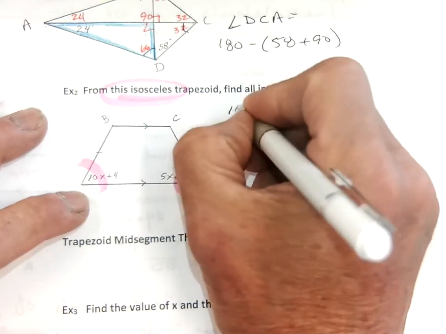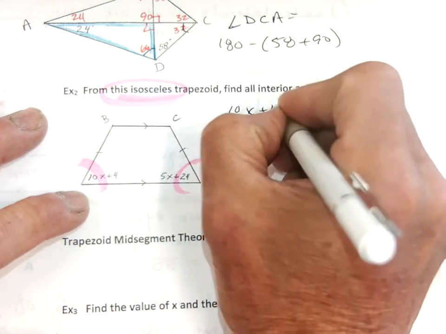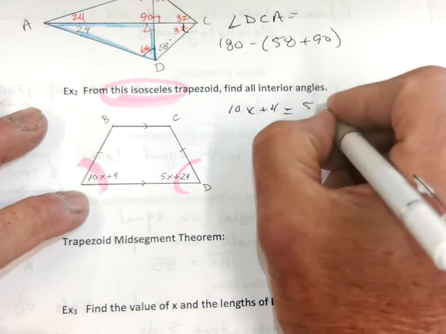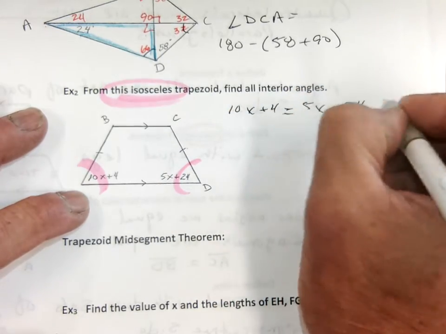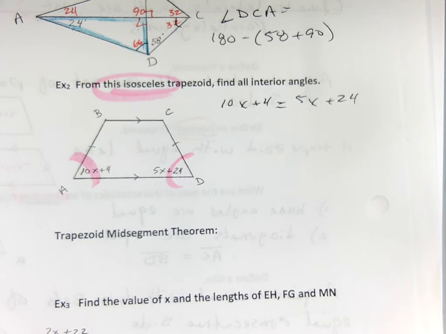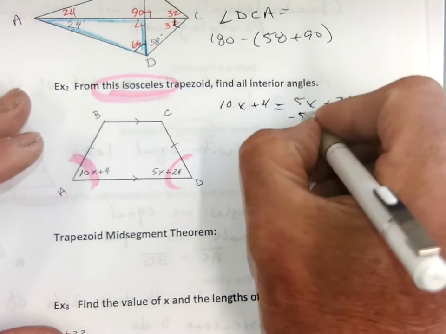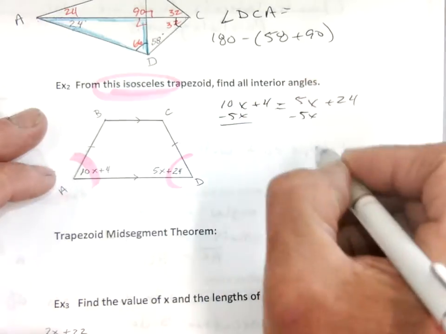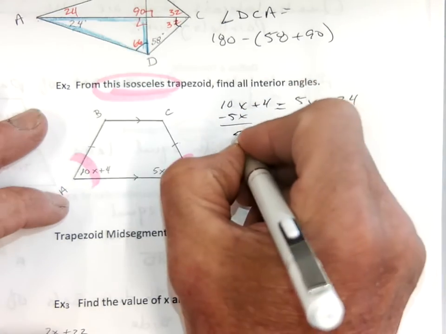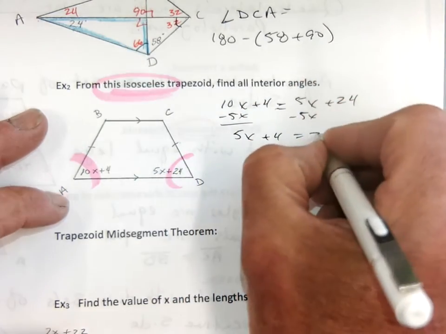So I'm going to go 10x plus 4 equals 5x plus 24, right? So if the two angles are equal, base angles are equal, set them equal, let's solve. You guys can do this. This is not hard at all, is it? So minus 5x, minus 5x. I get 5x plus 4 equals 24.